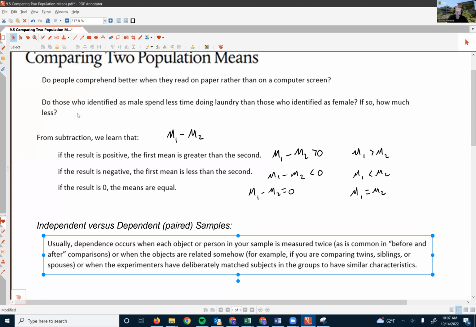The second scenario posed, do those who identified as male spend less time doing laundry than those who identified as female? If so, how much less? So that's going to be independent samples because we're going to look at those who identify as male differently than those who identify as female. We'll look at them as two separate samples and calculate their means. Mean time doing laundry.